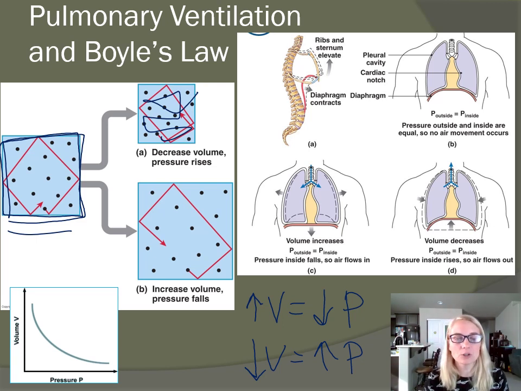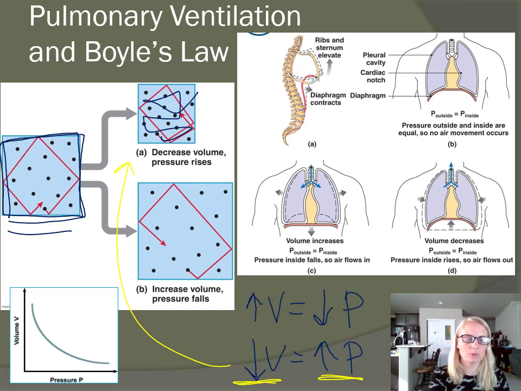So if you decrease the volume right here, you're going to increase... Nope, I did that backwards. Let's get the right one here. If you decrease the volume, you will increase the pressure. And so this is what we are seeing in that picture there.